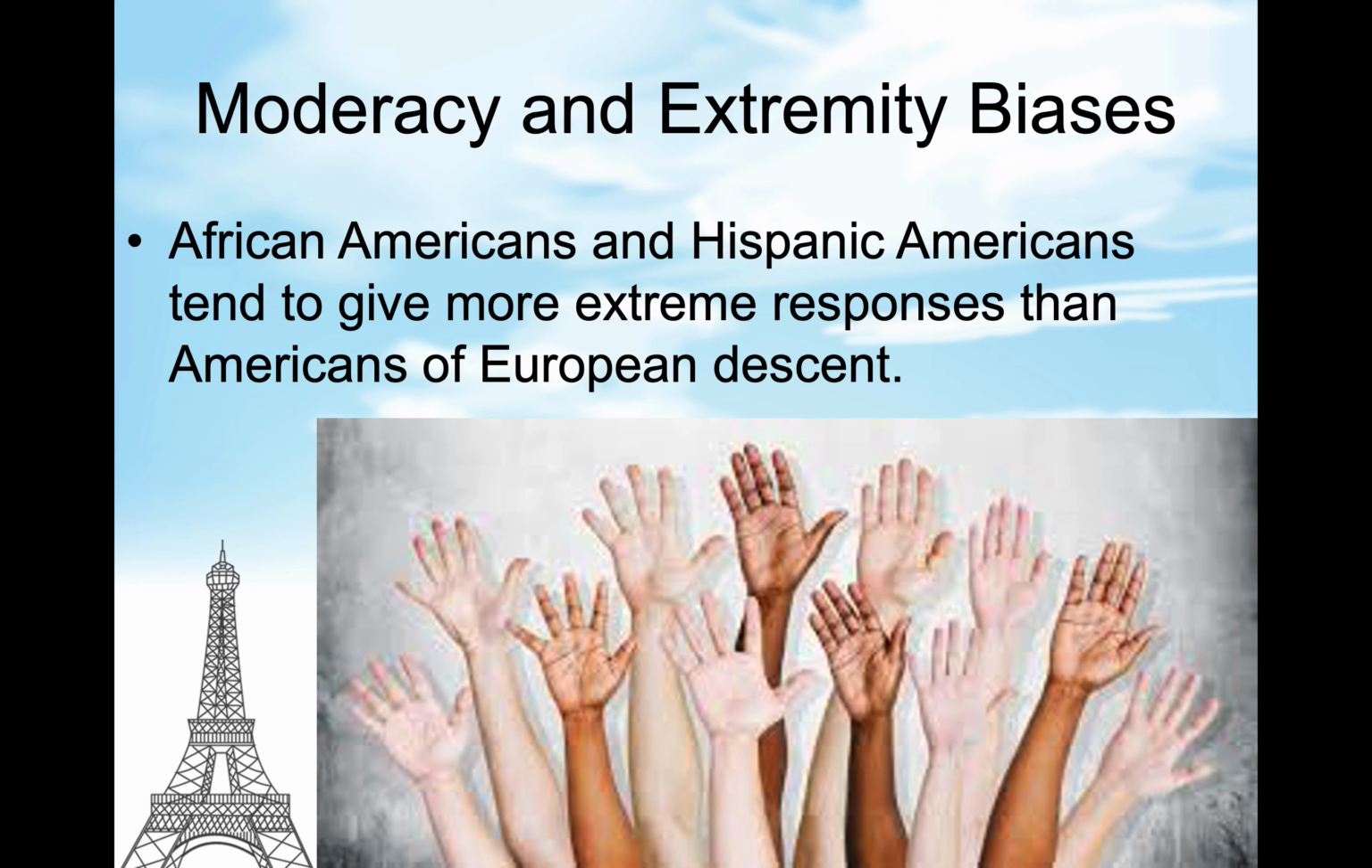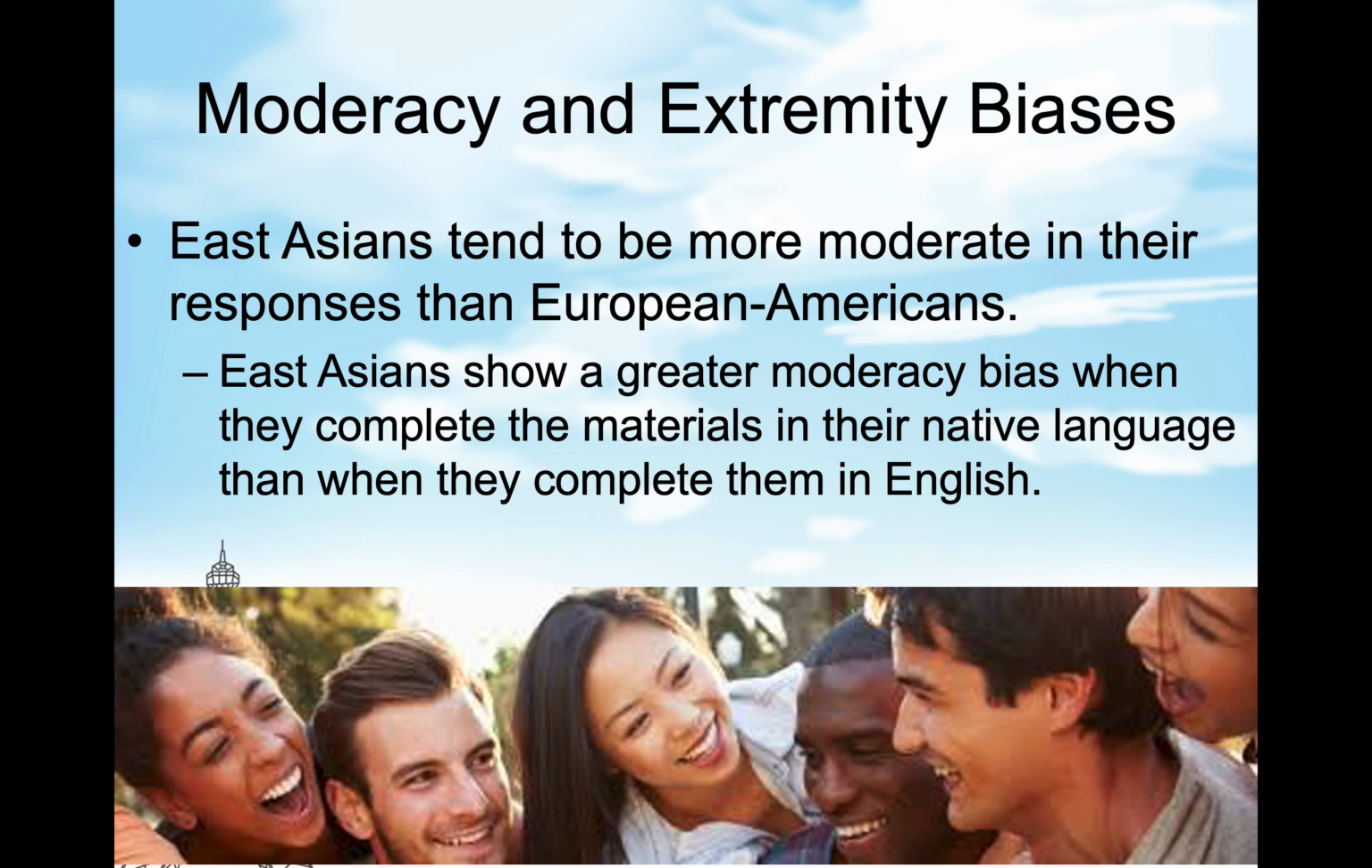African Americans and Hispanic Americans tend to give more extreme responses than Americans of European descent. East Asians tend to be more moderate in their responses than European Americans. East Asians show a greater moderacy bias when they complete the materials in their native language than when they complete them in English. One of the things we learned when we lived in Japan was that the Japanese rarely will tell you no. They may mean no, but they rarely tell you no.